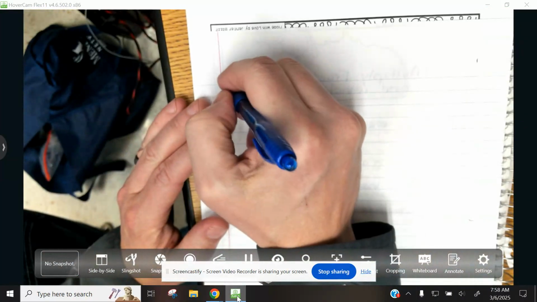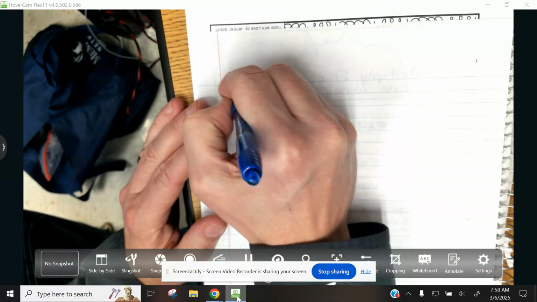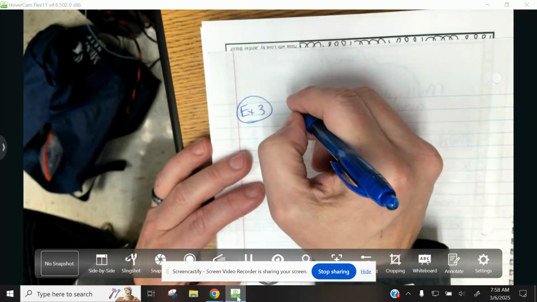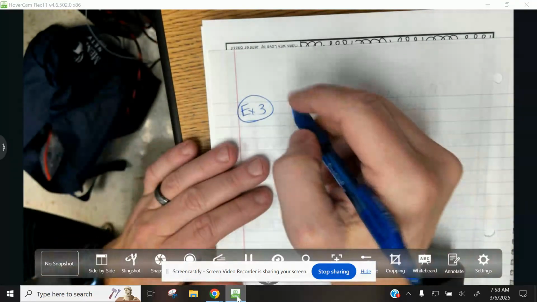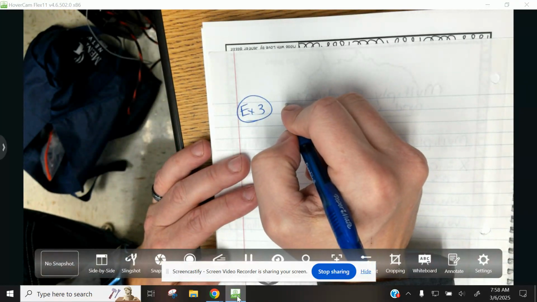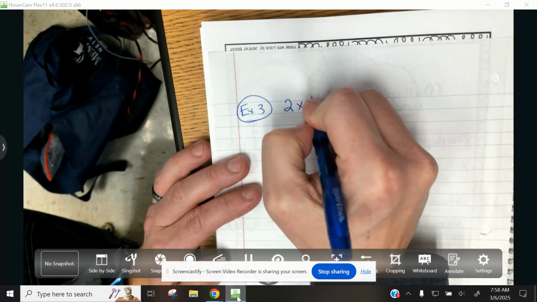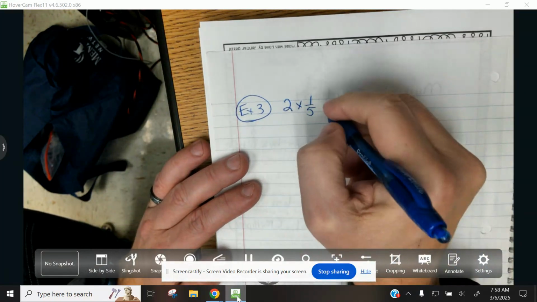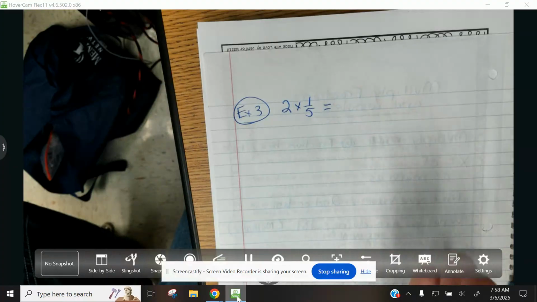Let's go ahead and do another one, and I'll do one more problem. Okay? So here's example problem number 3. All right. So let's have 2 times 1/5 equals. And again, is there a good computational way?